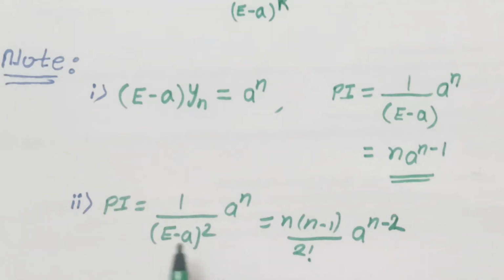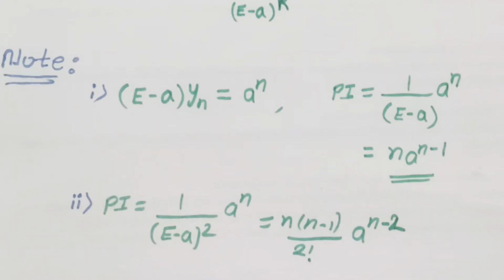Here this bracket is repeated twice, then the formula is n minus 1 divided by 2 factorial into a raised to power n minus 2. Here it is 2, so it is a raised to power n minus 2. You can remember this formula in this way.